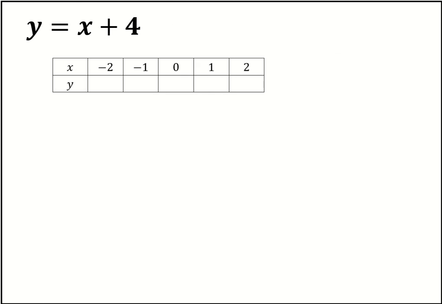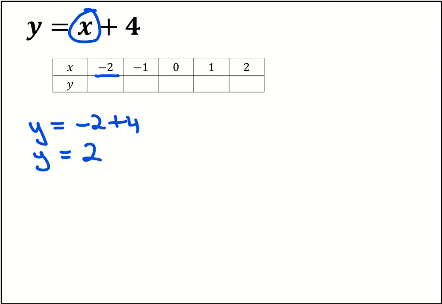So I've got the equation y equals x plus 4. First step is I want to do some substitution. So I'm going to first of all take the value x equals -2 and substitute it into the equation in place of the x. That would give me y equals -2 plus 4, which gives y equals 2. That means x is -2, y is 2. So as a coordinate point, that would be -2, 2.